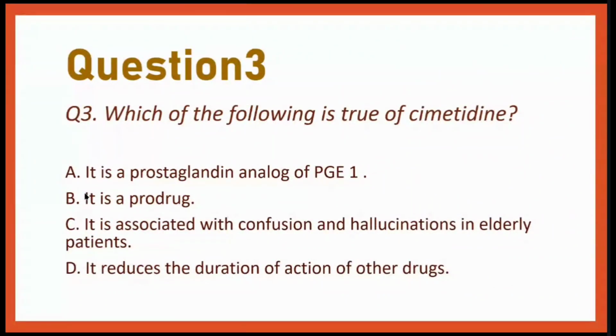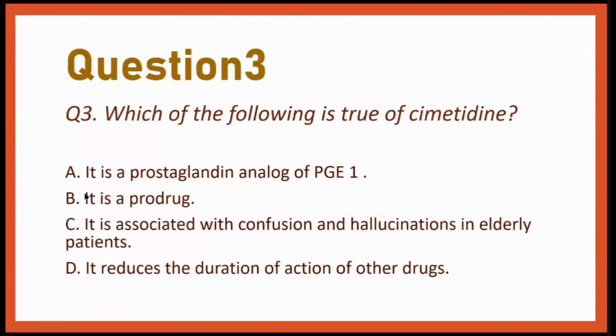Next is, which of the following is true of cimetidine? Its options are, it is a prostaglandin analog of PGE1, it is a prodrug, it is associated with confusion and hallucinations in elderly patients, it reduces the duration of action of other drugs.